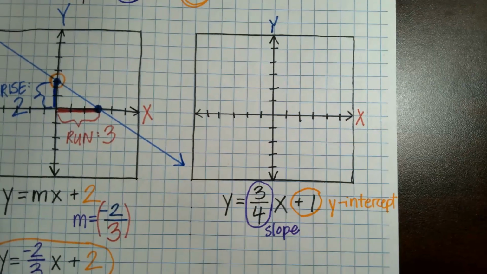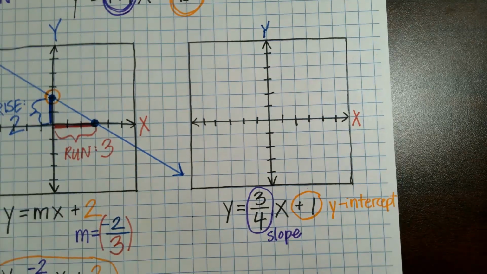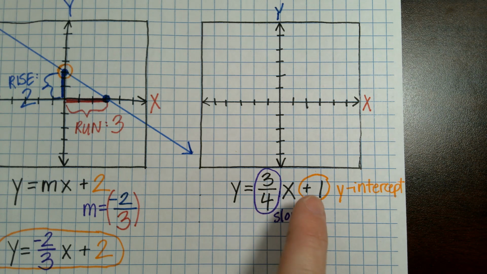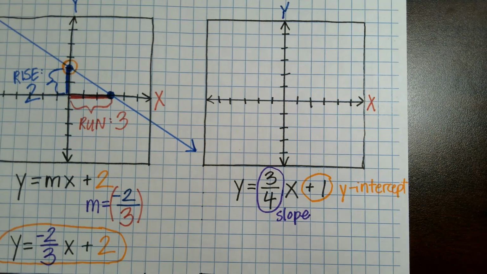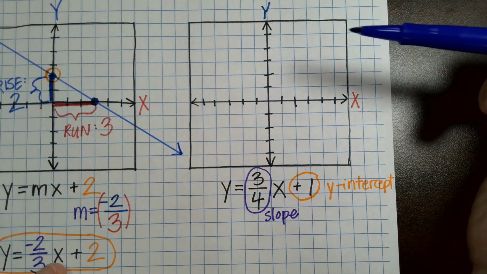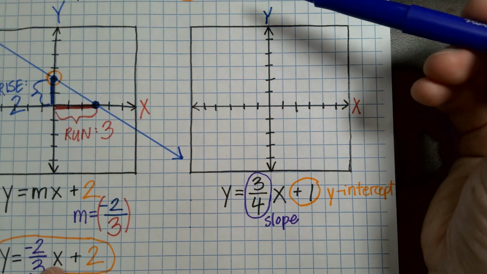Okay guys, let's look at this equation now. We have y equals 3/4 x plus 1. The first thing we want to look at is our y-intercept. What's our y-intercept again, guys? 1. So where am I going to put my first point? It's going to go on the y-axis.